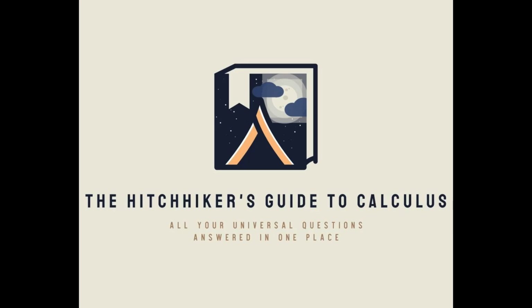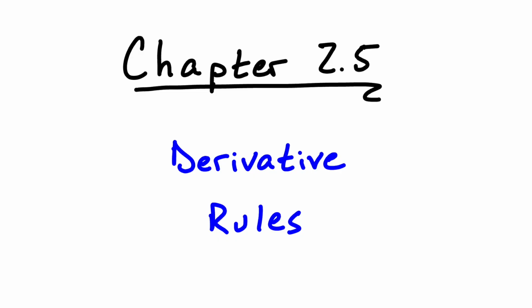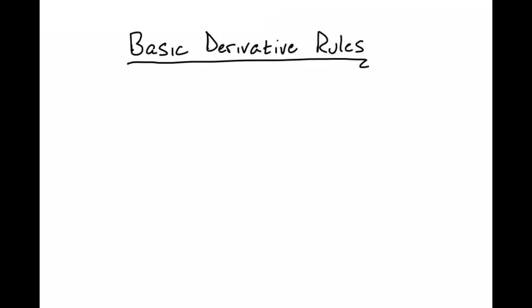My name's Kevin, and I'll be your guide to Chapter 2.5, Derivative Rules. We'll start by just listing the basic derivative rules, and they pretty much say everything you might expect. The first rule we mentioned in the previous video, this is called the constant rule. It says if I take the derivative of k, any constant value, I'm going to get 0.